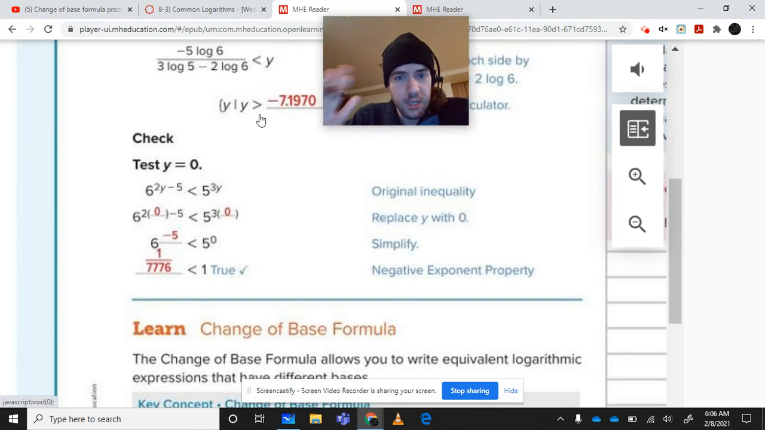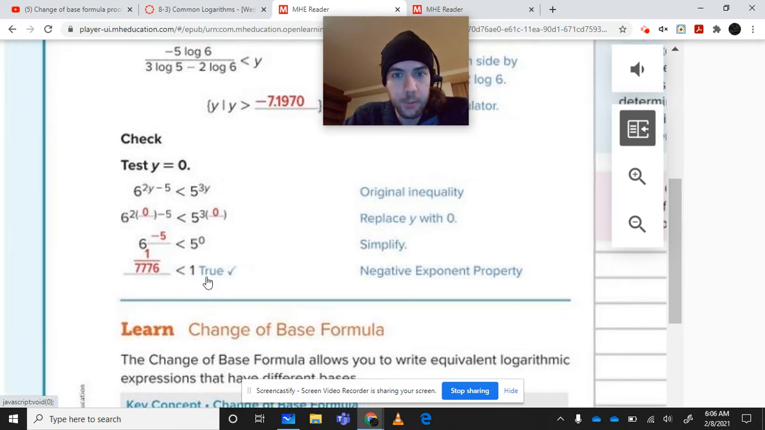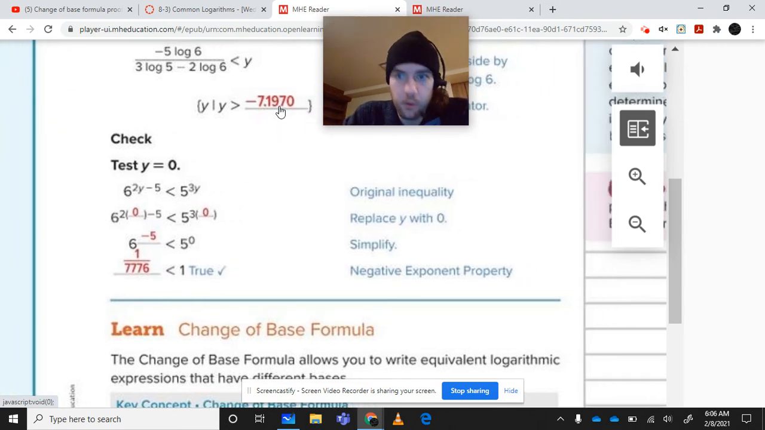So if we went through those steps and put in -7.2, if we put in -7.2 for these y values, we'd get some statement where on the left side, we actually had something greater than 1, and it would not be a correct test because we'd not be using a correct value.